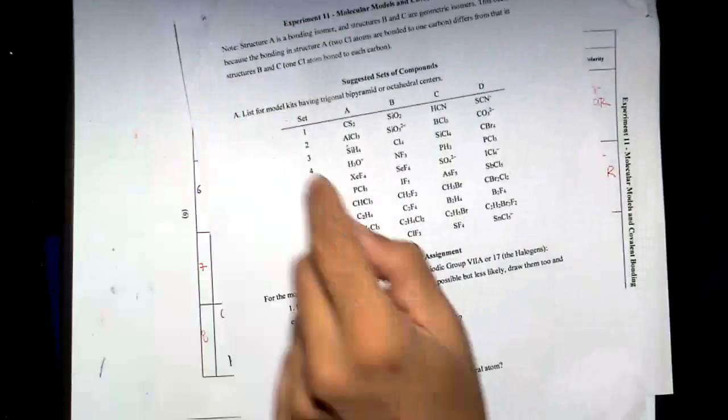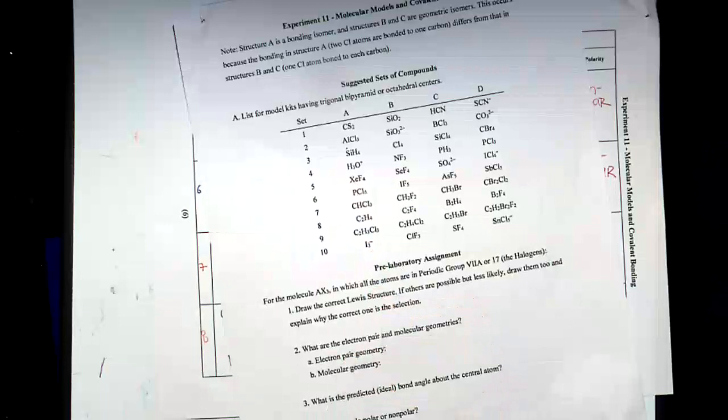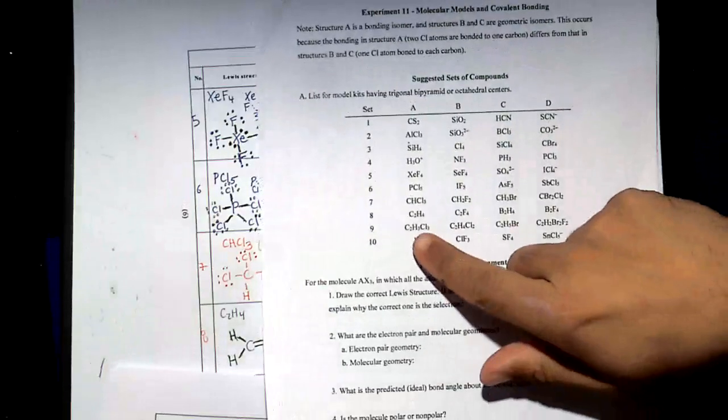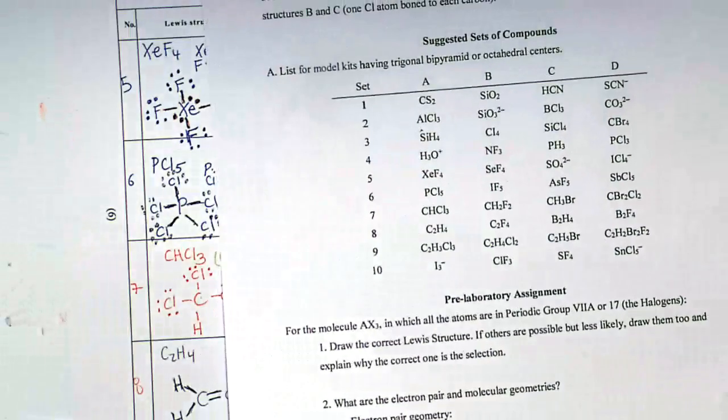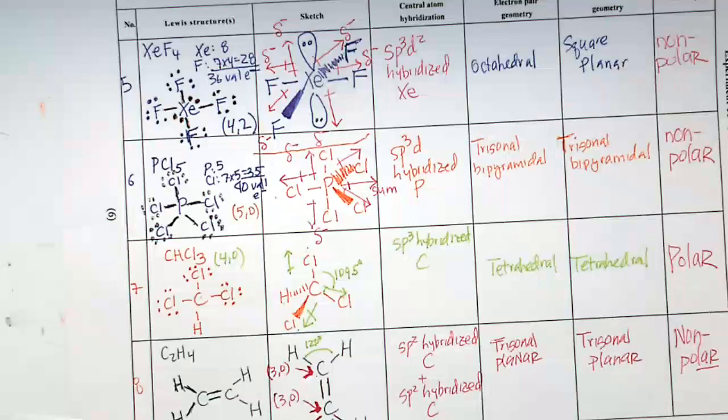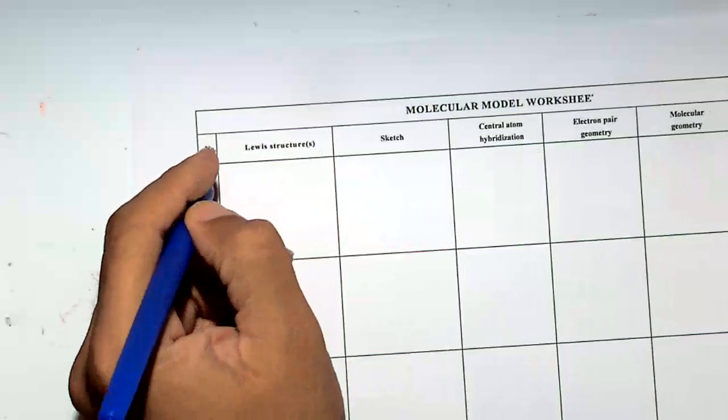All right, 9 and 10, and then we're finished. What's number 9 here? C2H3Cl3. Okay, let's finish that up. How many central atoms do you think this one will have? If you were to guess. 2? Is that what you said? That's correct. Okay, 2 central carbons.